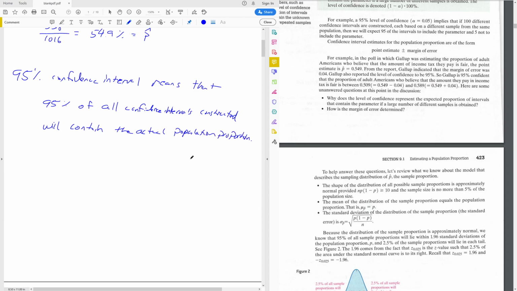So remember, that was our goal, right? To estimate that actual population proportion. We don't know the actual percentage, but we're going to give a range, and 95% of all the confidence intervals constructed in this way will contain that population proportion. So that means that you can take different samples, come up with different confidence intervals, but 95% of them will contain the actual population proportion. Okay, and that's what a confidence interval looks like.